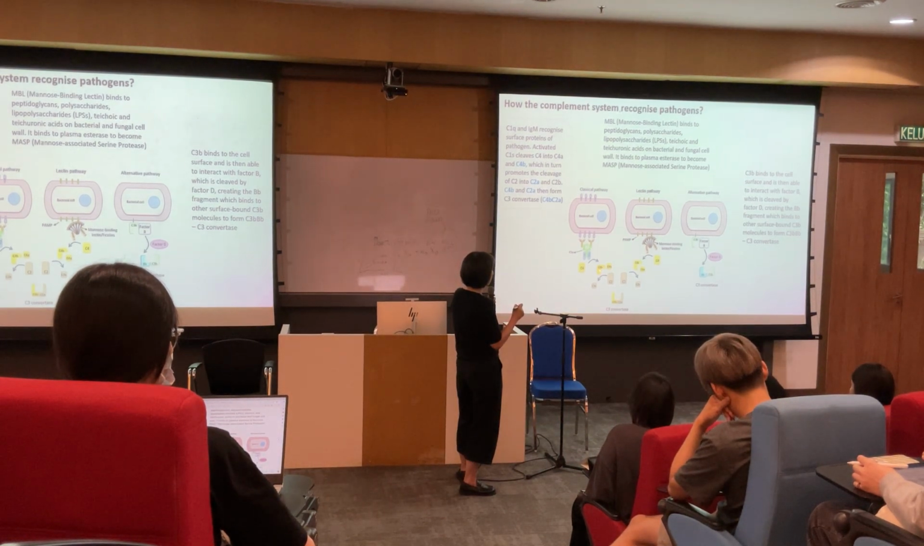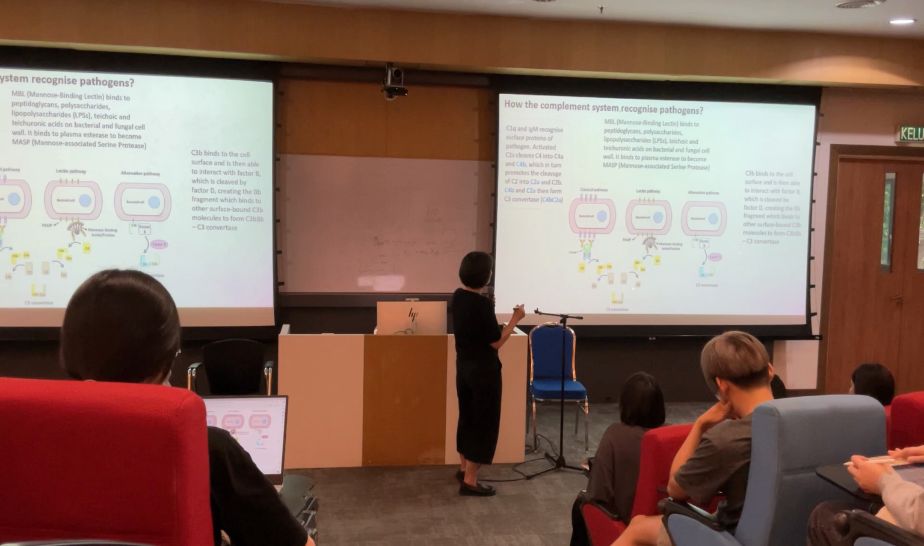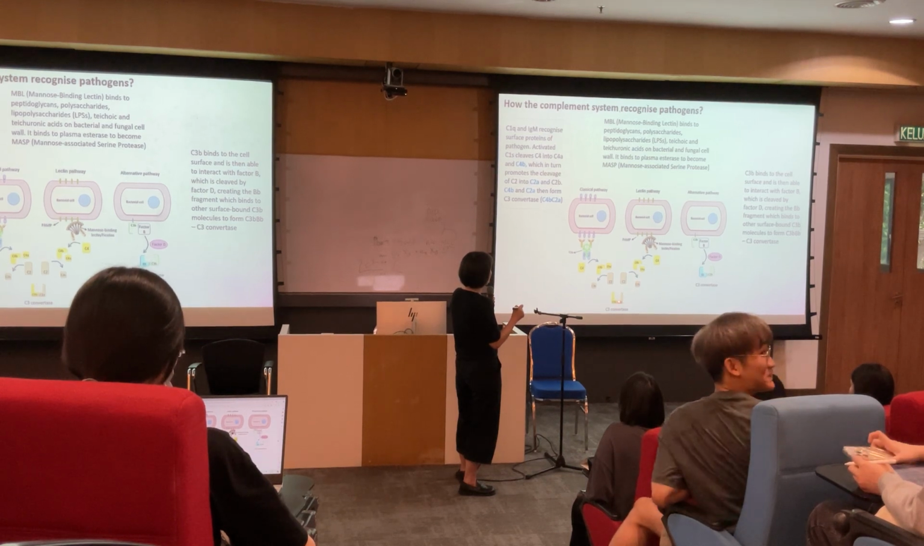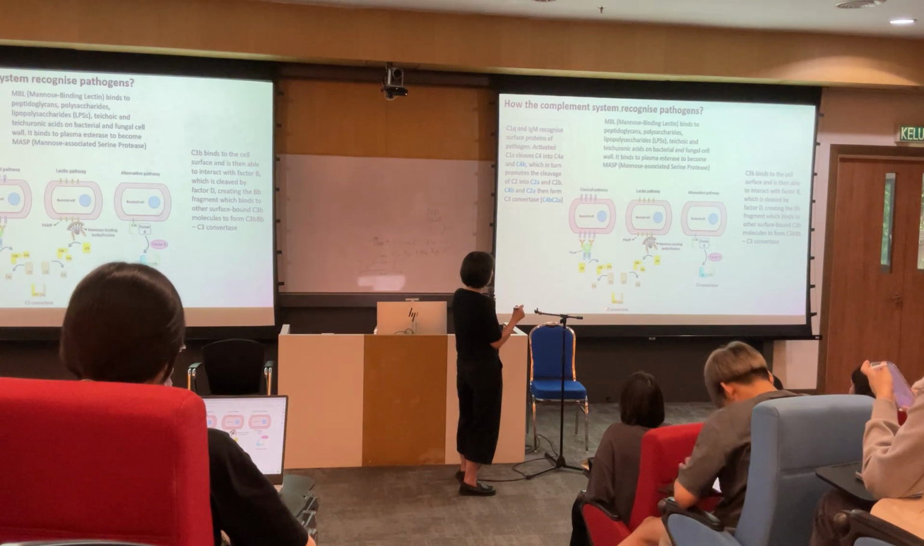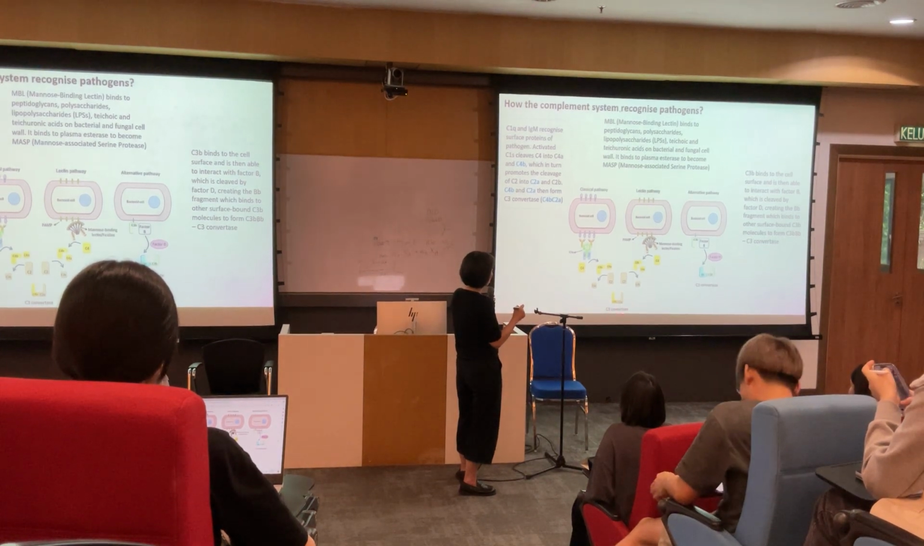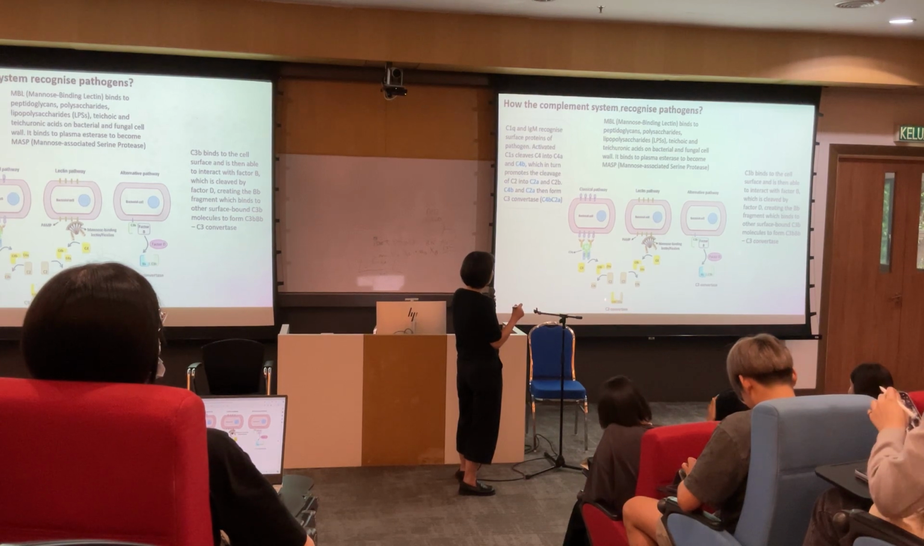C4b becomes activated when it's cleaved. Once activated, it will further cleave C2 into C2b and C2a. After cleaving, you will have the C4b and also the C2a. This C2a combined with the C4b is called C3 convertase. A convertase is basically a protease. So C3 convertase, you remember this one?